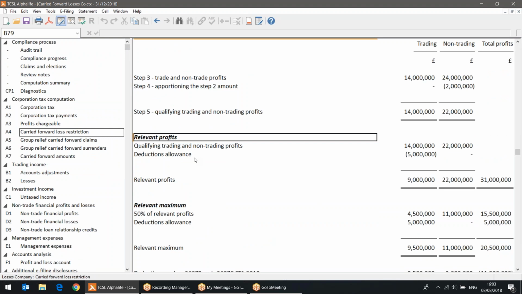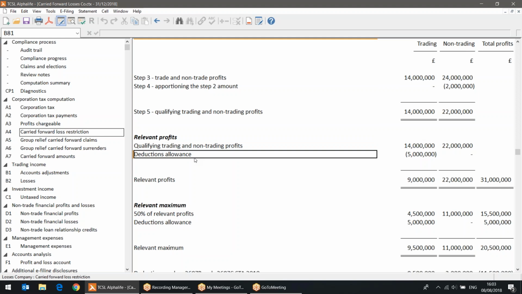The legislation then defines the terms relevant trading profits and relevant non-trading profits as qualifying profits less a deduction allowance. The deduction allowance for a standalone company is 5 million, prorated for an accounting period of less than 1 year. For a group of companies, this is a single amount that is shared, and we'll come back to touch on that process a little further down the line.